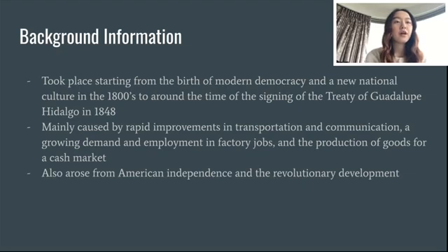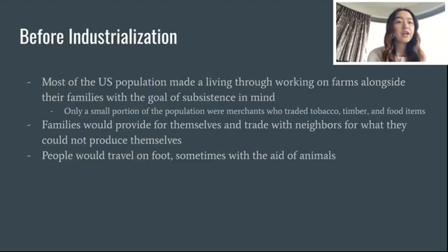Having described what the market revolution was in a couple of sentences and the factors that led up to it, it's time for us to answer the question. What were the causes and effects of the innovations in technology, agriculture, and commerce that took place during this revolution? Let's get started.